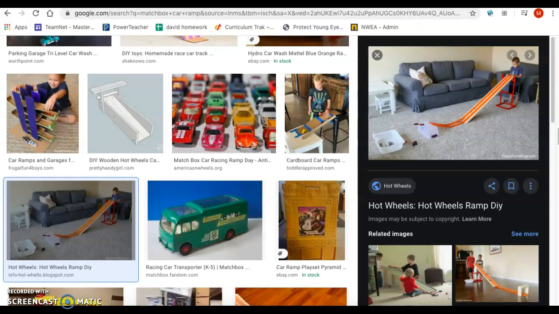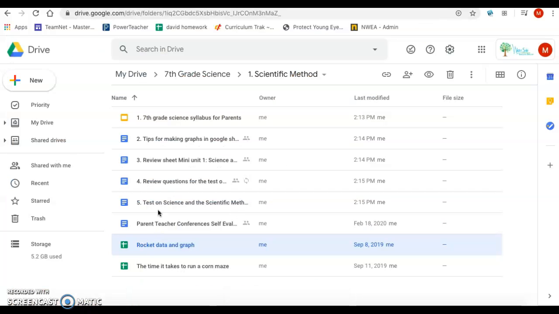The big part of that would then be making graphs. Making graphs on Google Sheets, really important for kids to be able to do that. Yeah, that will help them to learn the nature and methods of science, what experimentation actually looks like.